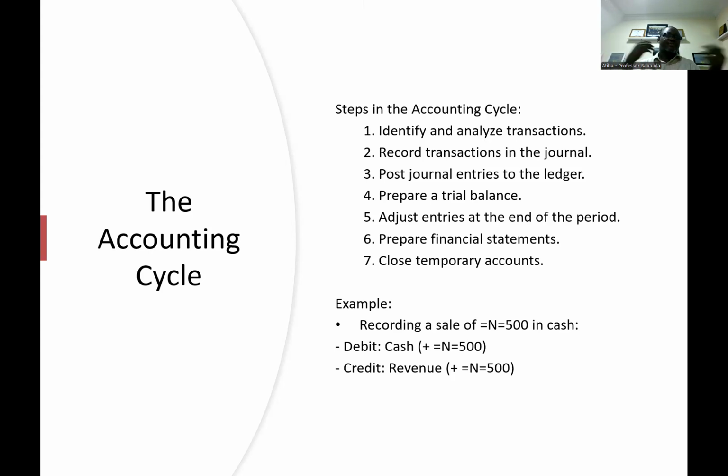So every transaction passes through this accounting cycle. Your accounting cycle in some organizations is daily, some weekly, some monthly, some annually, but it closes at a point. It doesn't just keep going. So I've given you an example: you record the sales of 500 naira in cash, you debit your cash 500, and you credit your revenue 500.